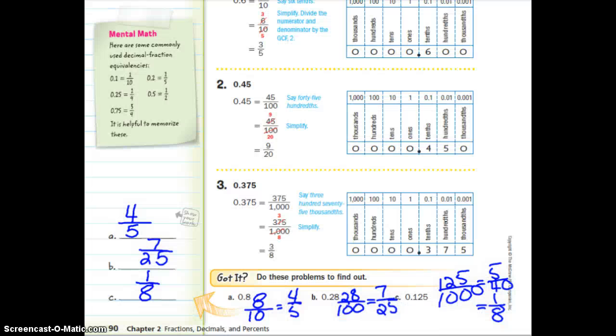Okay, did you get what I got? I got A is 4/5, B is 7/25, and C is 1/8. For number B, I divided by 4, and number C, I divided by 25, and then again by 5, because that's divisible. Is that one right? Hold on, I'm going to pause for a minute. Alright, so again, I divided by 25, and then I divided by 5, and I got 1/8.